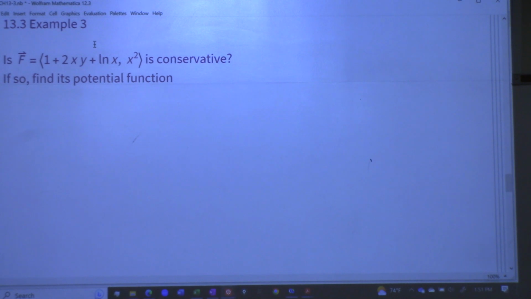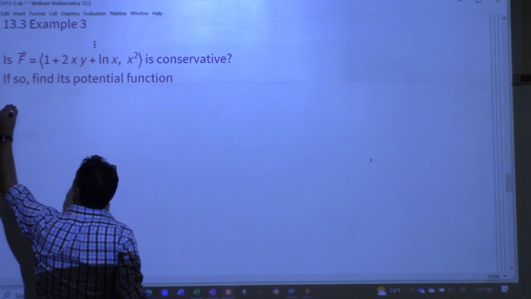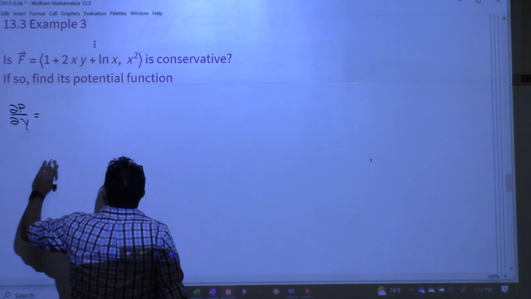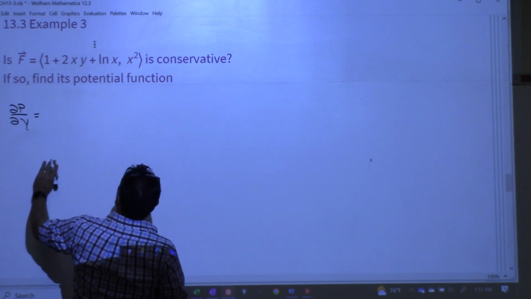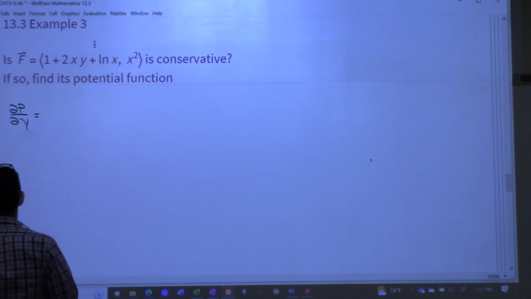So is that a conservative vector field? We have to check that first, right? Is it conservative? So what is the partial of p with respect to y? Is this the same one or no? It's very different. Okay.